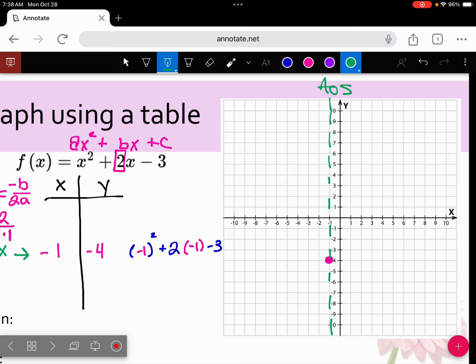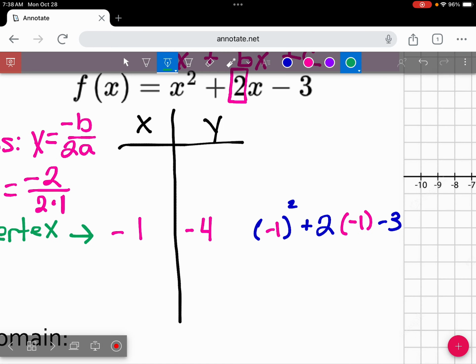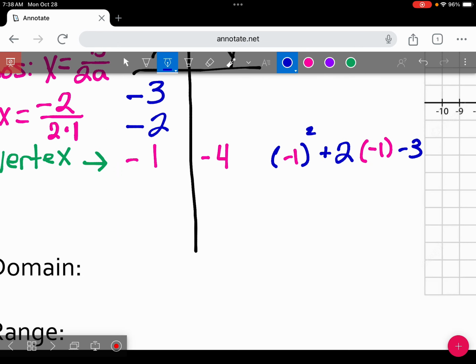The way that axis of symmetry helps us is as I go out from my vertex, I need some points to the left and some points to the right. It'll help us fill in some values. So looking at our table here, if I want 2 points to the left of negative 1, what values could we use? Negative 3 and negative 2. If I want to go to the right of negative 1, what should we use? 0 and 1, right?